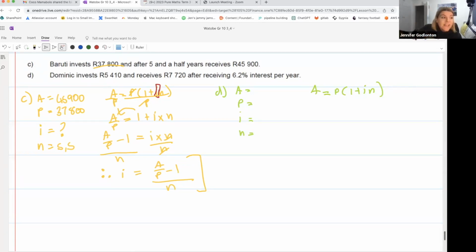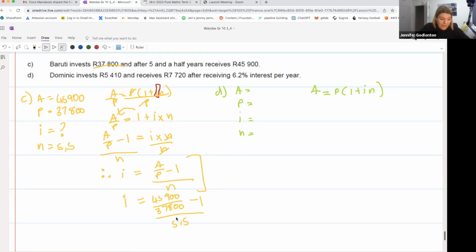Once we've done this, because this is the whole hard part, we can just substitute in our numbers. So now it's easy. That means that I is equal to 45900 over 37800 minus 1, all over 5.5. And we can pop that straight into our calculators. I'll show you now instead of isolating how you can do it: 45900 over 37800 minus 1, all over 5.5.